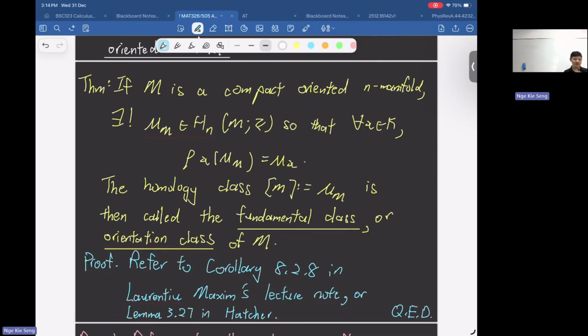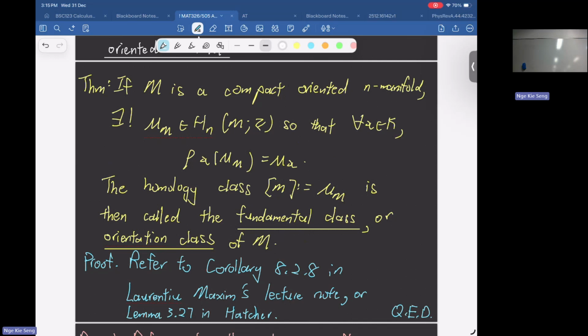So the theorem here is we can always find something called a fundamental class or orientation class. If M is compact oriented, then you can actually find this homology class. This homology class, you don't find it inside local homology. You just find it in the homology, the top homology. You realize this is the top homology because you have dimension n. You go to the top homology to find it.